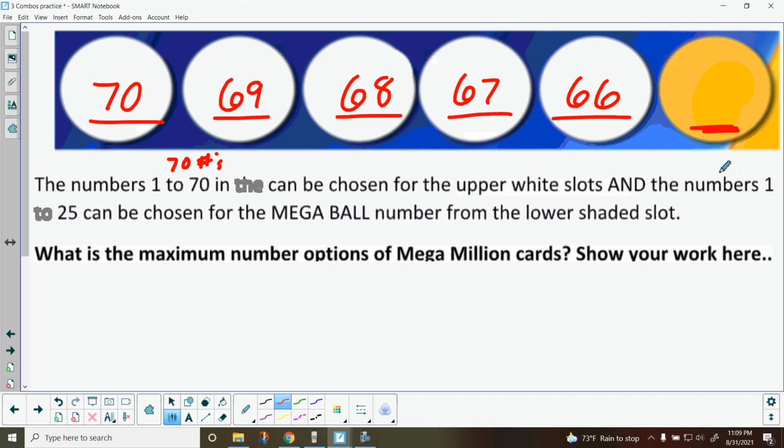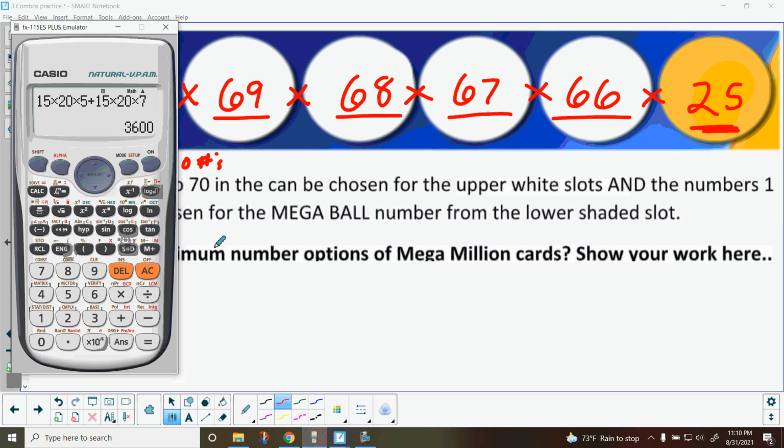It's a different container. I'm not sure if y'all have seen the lottery or not, how they play it. But again, you're going to multiply these, and then you'll see why it's so hard to win the lottery. So get my handy dandy calculator. 70 times 69 times 68 times 67 times 66 times 25.